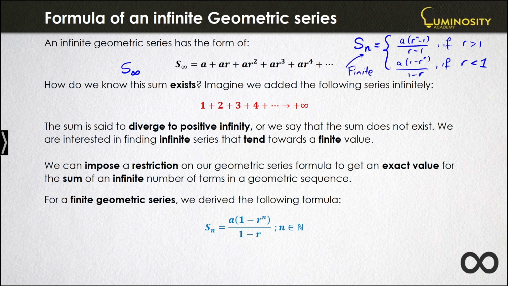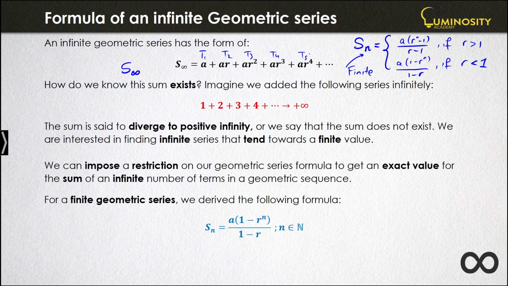But what happens in the infinite case? You're adding up the first term, plus the second term, plus the third term, plus the fourth term, plus the fifth term, and you don't stop adding. You just keep adding all those terms. How do we know this sum exists? That was the question that Zeno posed in ancient Greece.